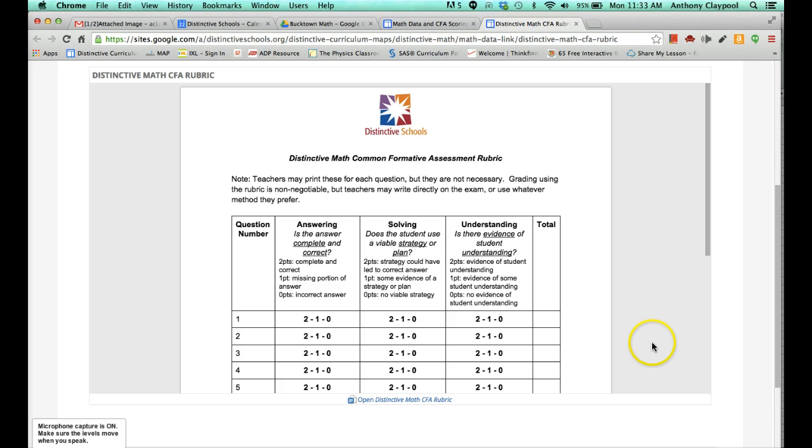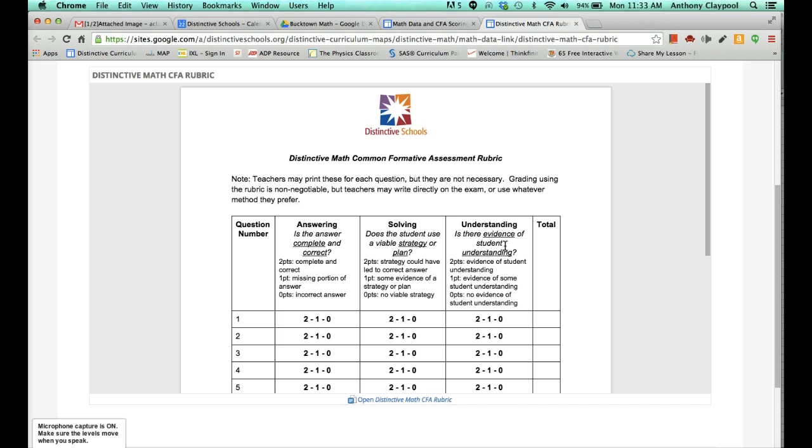But basically what we're looking for on every question is answering, solving, and understanding. Did the student answer the question completely and correctly? And you basically score that just based on did they answer it completely and correctly. Then go through and look at, well, how did they get to their answer? Did they have a viable strategy or plan to get them there? And then you rate that on a scale of 0 to 2.